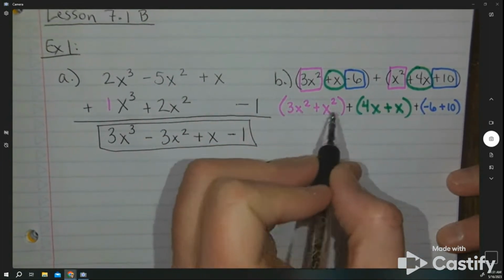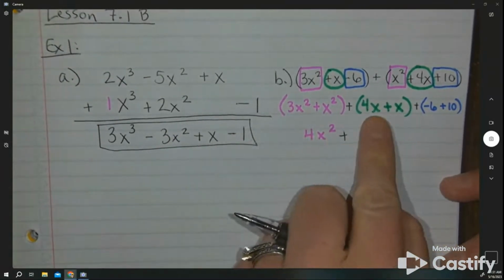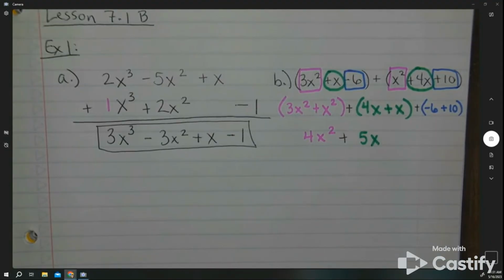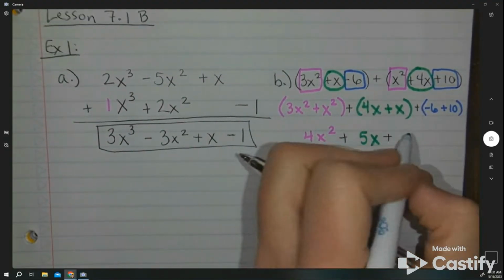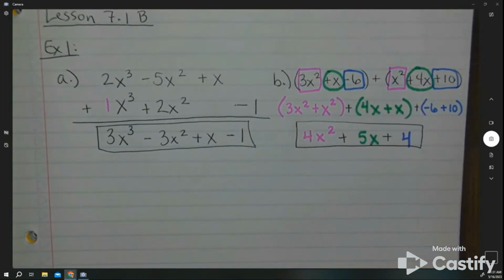So 3x squared plus x squared gives us 4x squared, plus 4x plus 1x is 5x. And then negative 6 plus 10 is positive 4. So 4x squared plus 5x plus 4 would be our final answer for that one.